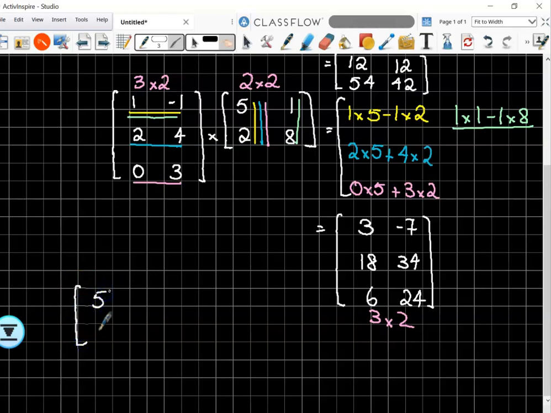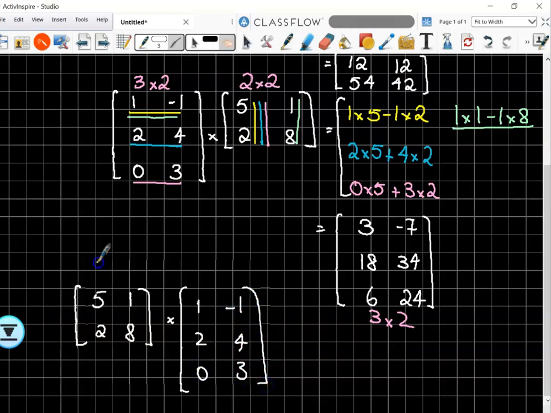So we've got 5, 2, 1, 8. If we times this by 1, 2, 0, minus 1, 4, 3, anyone want to say why it's not going to work? Yeah, row by column. 5 times 1, 1 times 2. Oh, poor little 0. What's going to go on there? Right, they're not the same number. So this will be, cannot do.